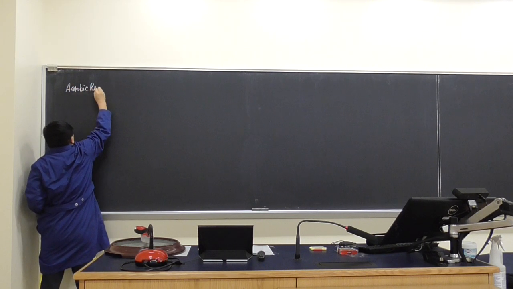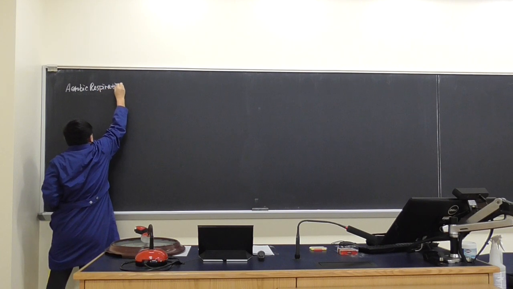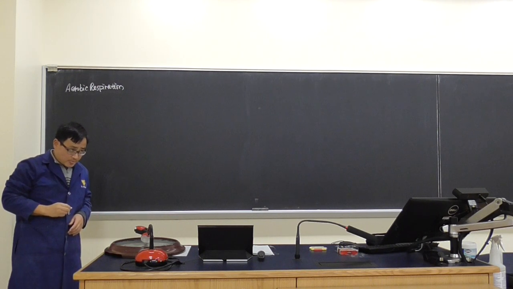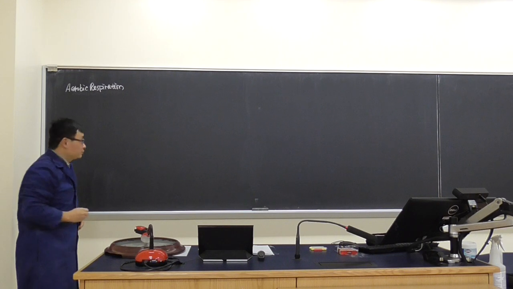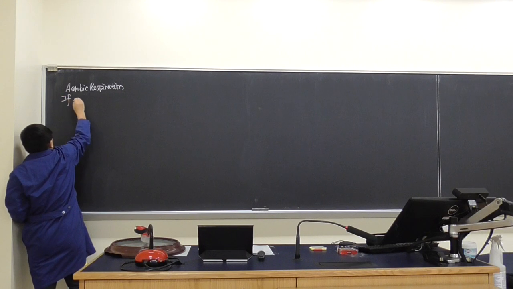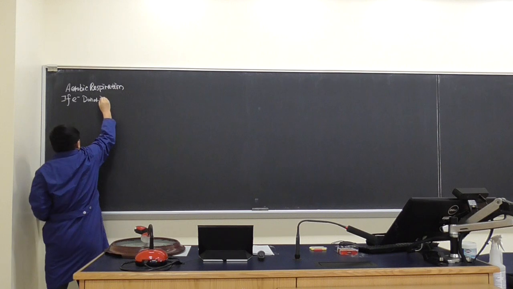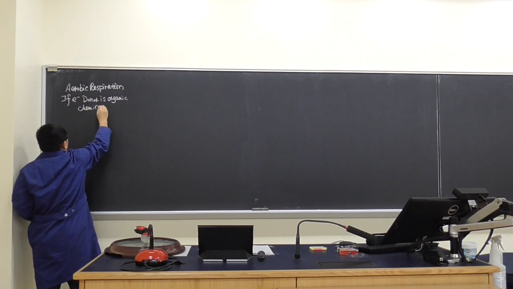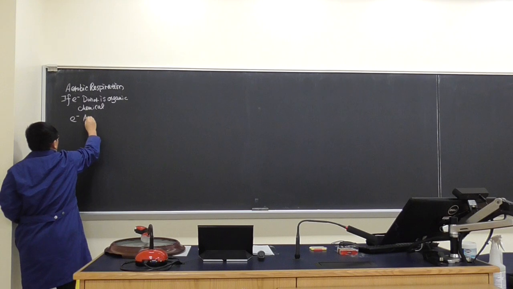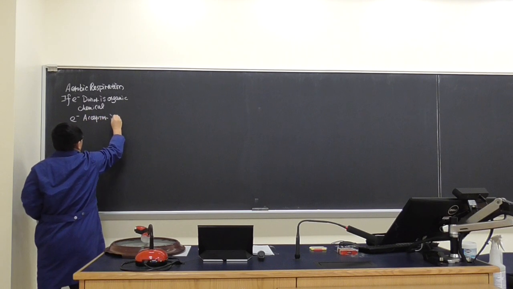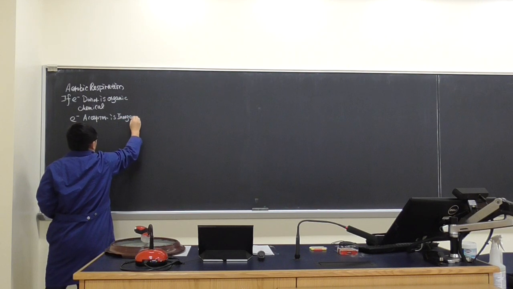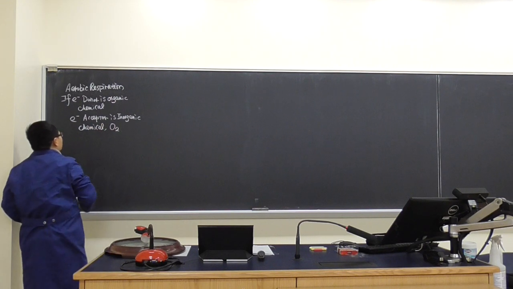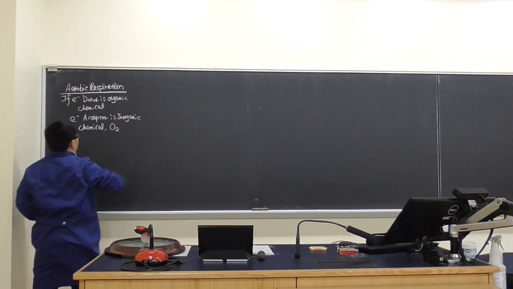Okay. So first of all, when we talk about aerobic respiration, if we define it using electron transport, it could be defined as: if the electron donor is an organic chemical and the electron acceptor is an inorganic chemical, and this inorganic chemical is oxygen, this is called aerobic respiration.